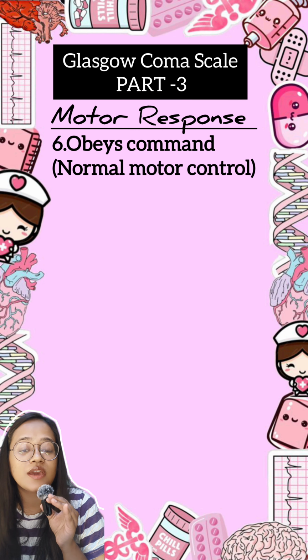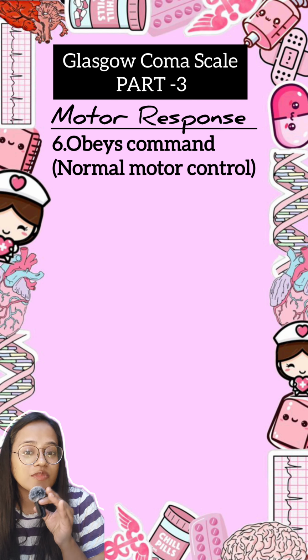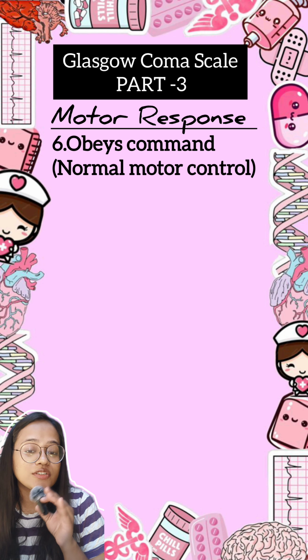For example, if we ask the patient to lift his hand or if we ask the patient to show two fingers, the patient does the exact same thing we ask him to do. So in this scenario, we will give the score 6, which shows a good brain function.